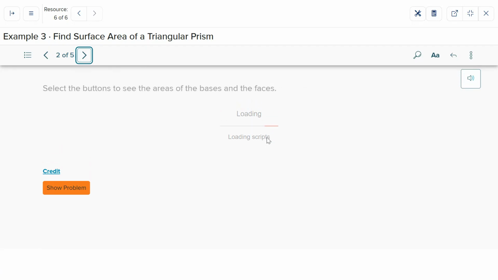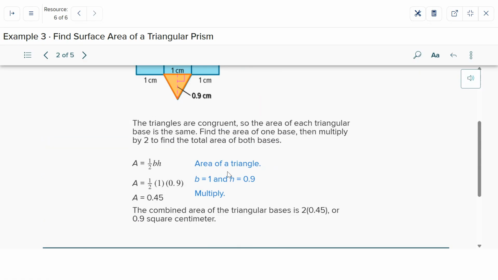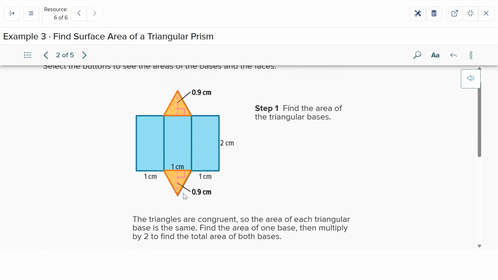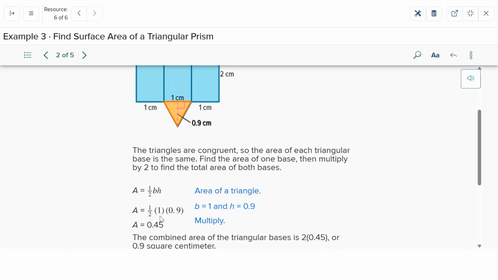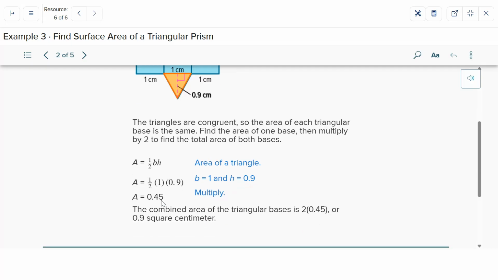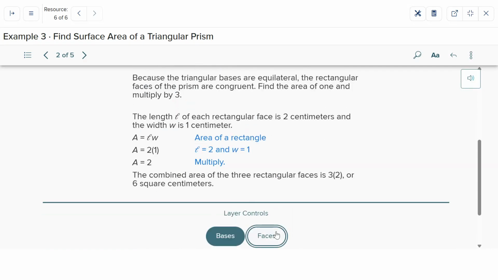You just need to fold it out. They're nice in this case, and they give it to you. So we can see that the triangles are half times base times height. In other words, half times 1 times 0.9, or half of 0.9, which is 0.45. And then we have two of those, which means we're back to 0.9. So that's our two triangles together combined.